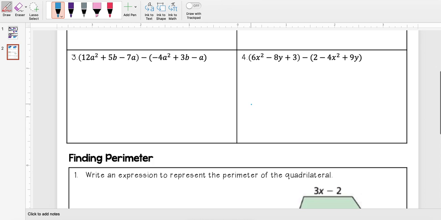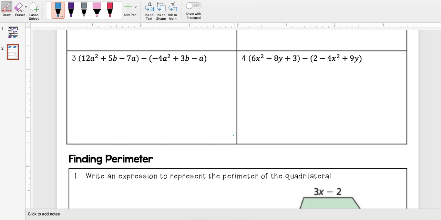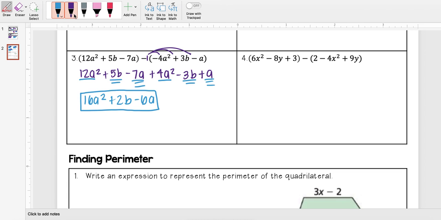Okay, go ahead and pause the video. I want you to try and do number 3 on your own. So for number 3, the answer you should have gotten was 16a squared plus 2b minus 6a. Okay, let's go through one more example altogether.